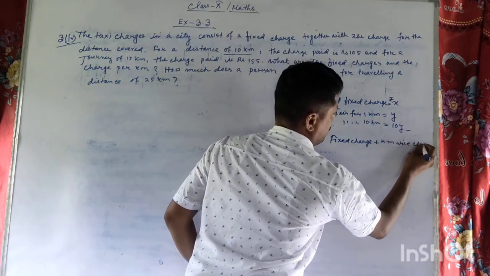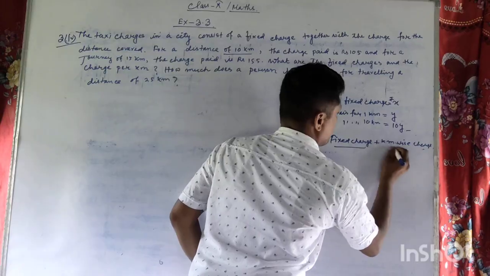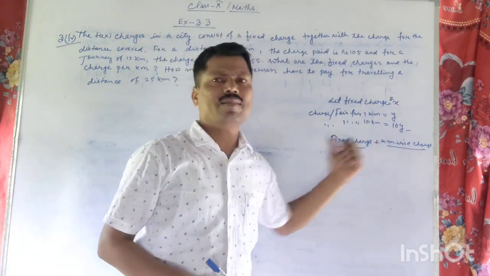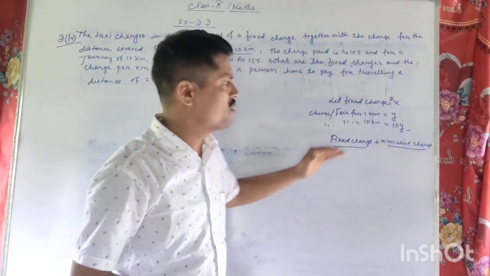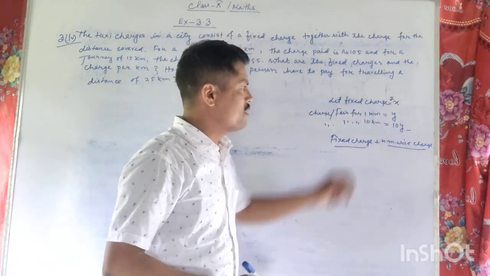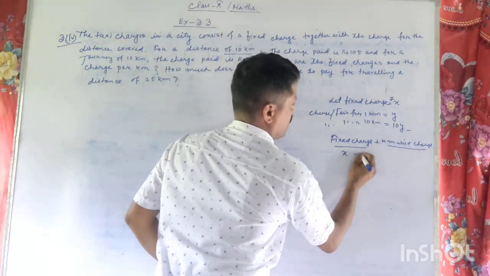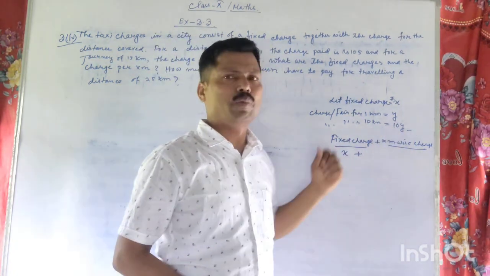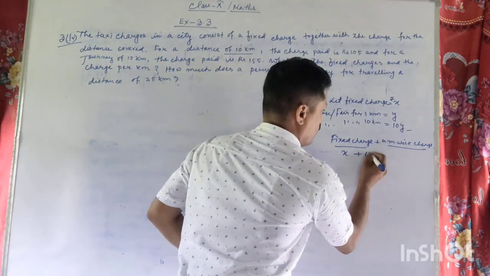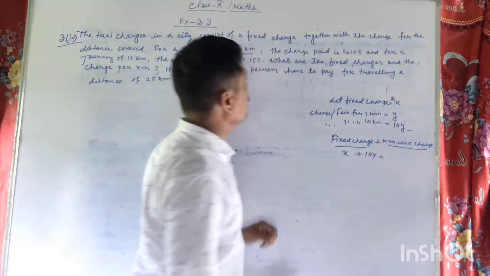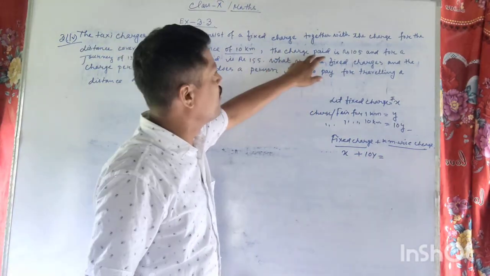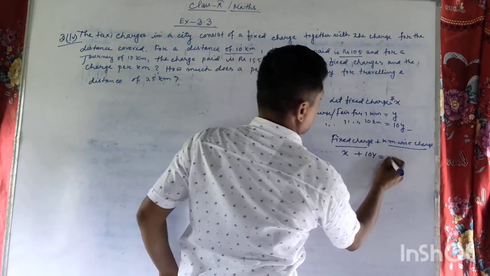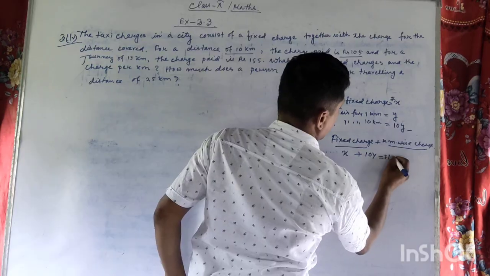There are two surges we have to add together. One is the fixed surge, and another one is the kilometer-wise surge. Fixed surge is x, plus kilometer-wise surge. That means for 10 kilometers, the surge is 10y. Here the surge paid is rupees 105. That means the total surge we have to pay at that time is rupees 105.